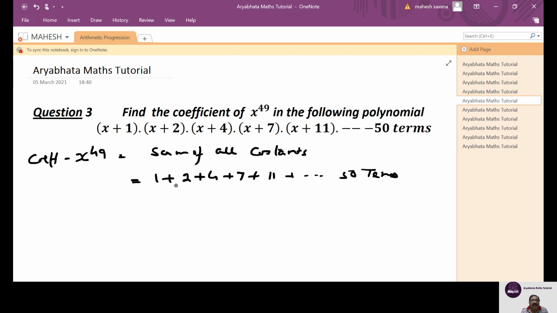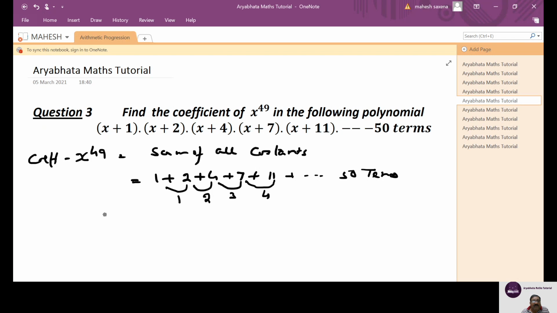If we see, this is neither in arithmetic progression, nor in geometric progression, nor in harmonic progression. But if you look carefully, you will find that 11 minus 7 is 4, 7 minus 4 is 3, 4 minus 2 is 2, 2 minus 1 is 1. Therefore, the differences of consecutive terms are in arithmetic progression. Such types of problems are solved as I am describing here.